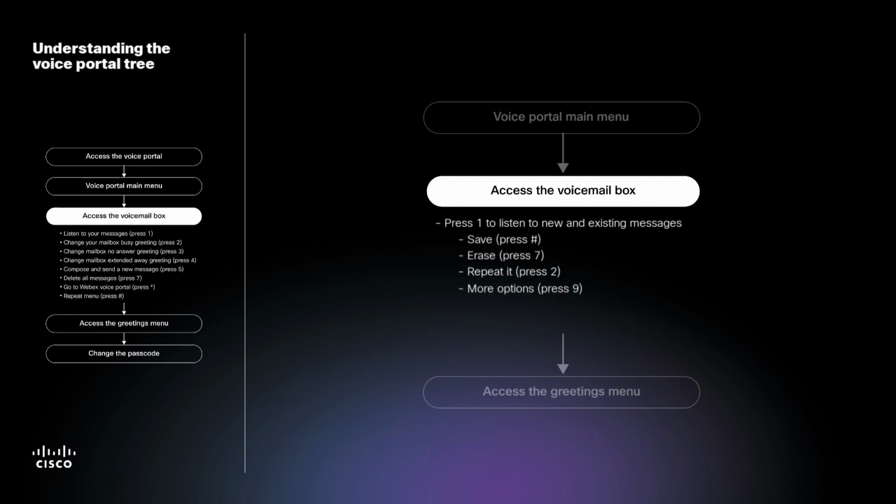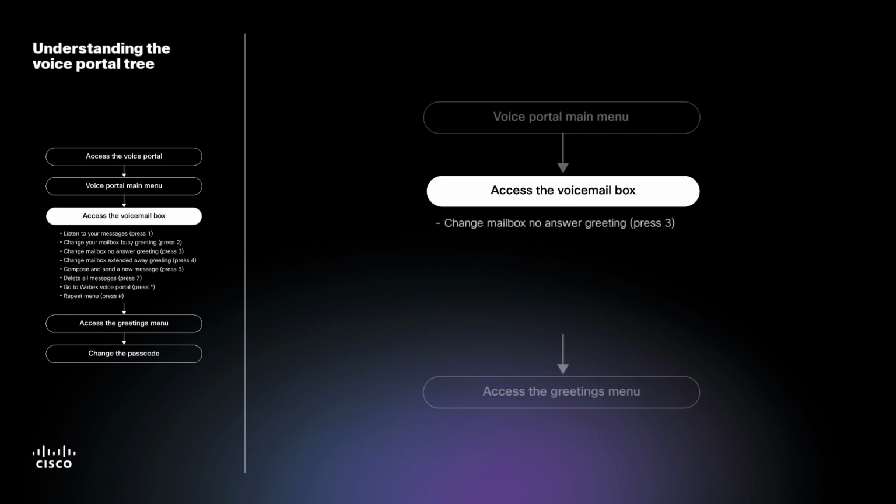Additionally, you can choose to hear more options that allow you to reply to the current message or forward it. Your mailbox busy greeting is the message that users will hear if they're calling your number and you're on another call. You can record a new greeting, play the current one, or revert to the default system greeting.